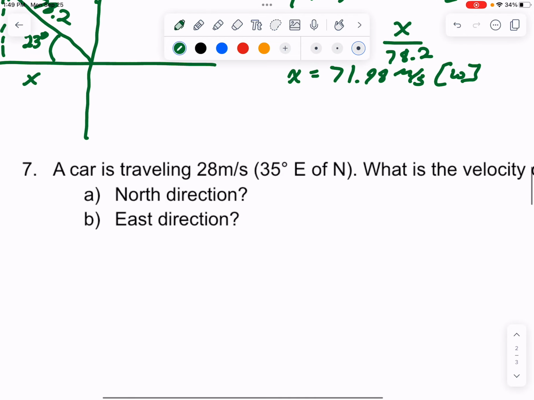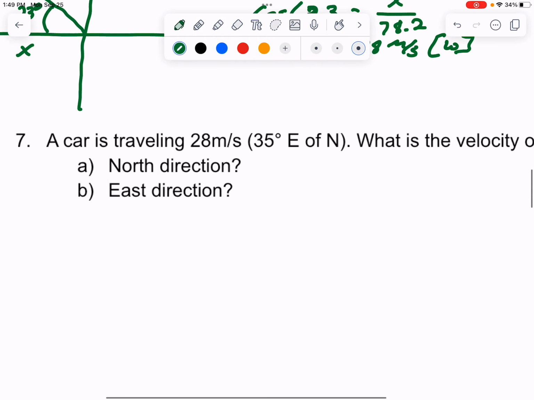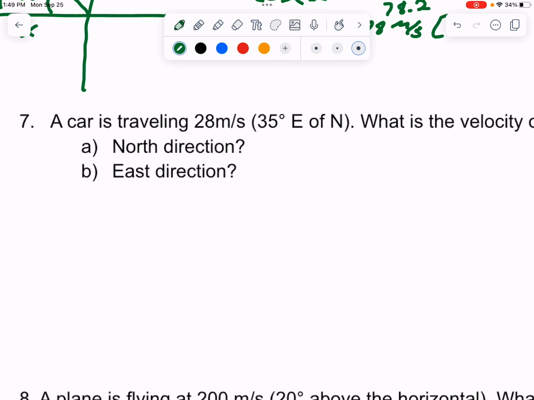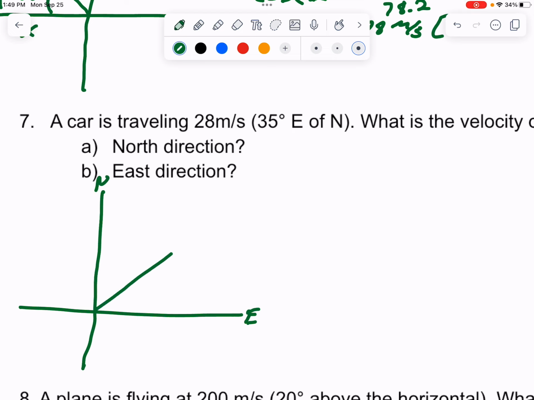Okay, number 7, this is the same thing, now it's kind of in a word problem. All I'm asking you to do is break down your 28 meters per second, 35 degrees east and north, into north and east. So the exact same thing as what we've been doing. Okay, so I'm going to draw my direction. I'm dealing with north and east. The last letter is north, so it's going to be touching north. So my angle's right there, so I have 35 degrees. Hypotenuse is 28 meters per second.